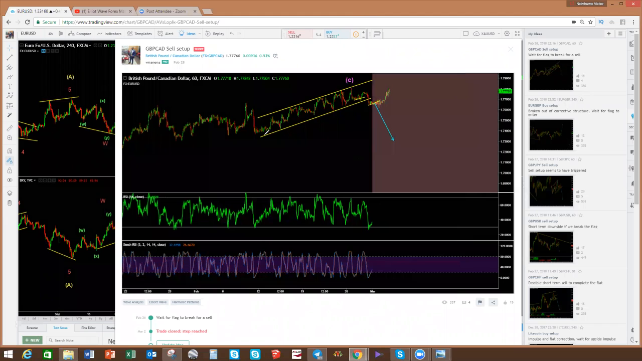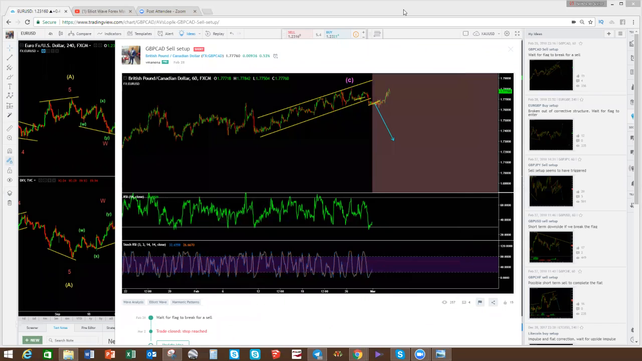So here we had a 1, 2, 3 pullback there. So I actually thought this was the last impulse up, and we are now getting the start of the impulse and the correction. So we started an impulse. So I thought this was going to be the correction, and then we're going to go down. But obviously, this was not the right personality of the wave.